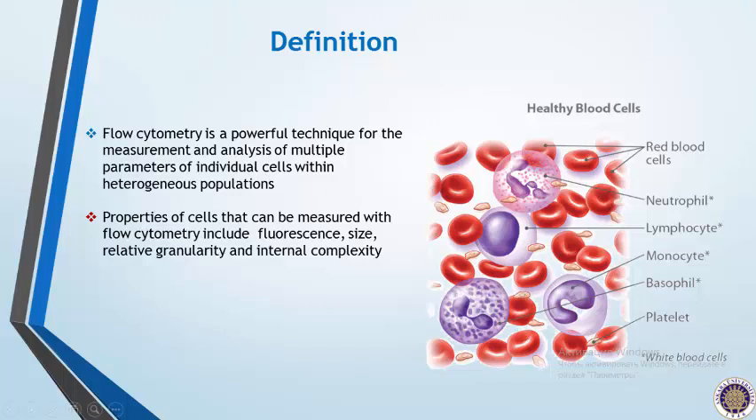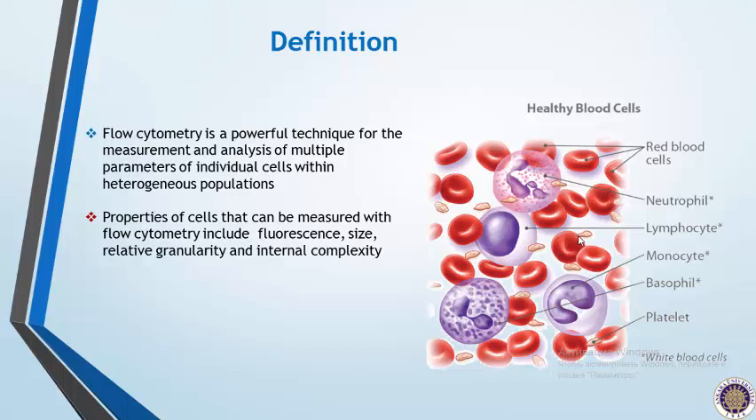For example, here you can see a sample of blood, and we can see that there is a wide variety of different types of cells. We could need to sort those different types of cells or measure their size, granularity, or internal complexity, and that is exactly what is enabled by flow cytometry.